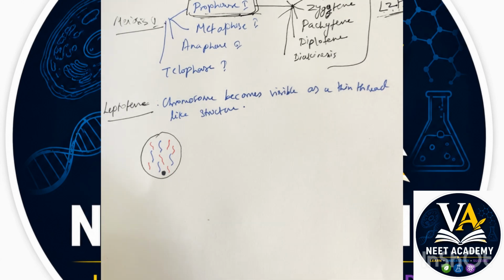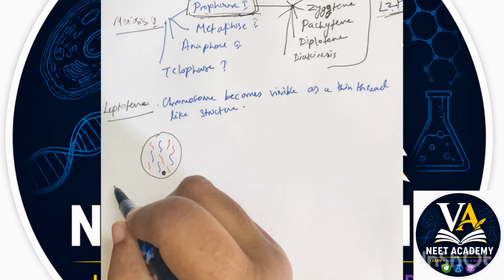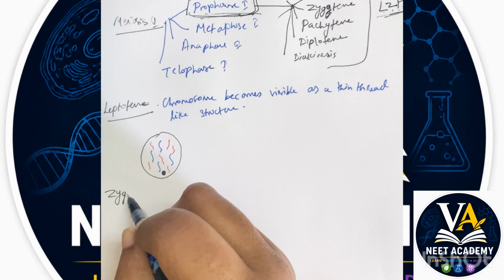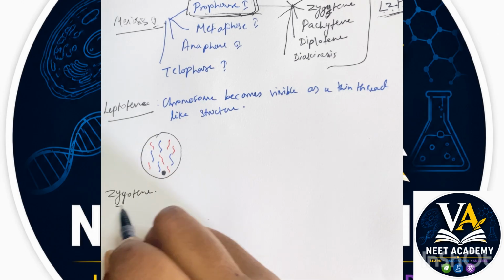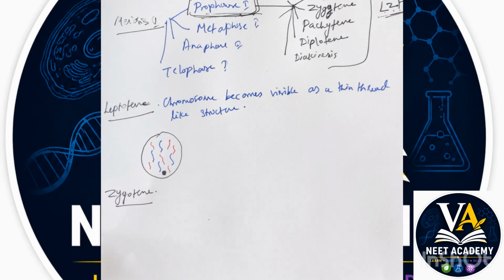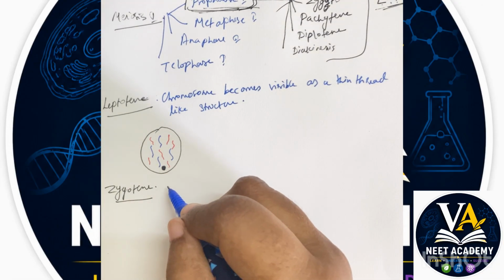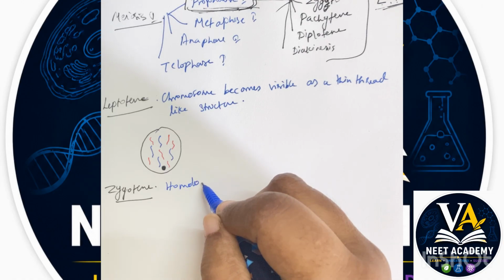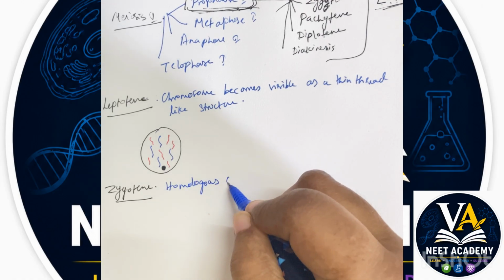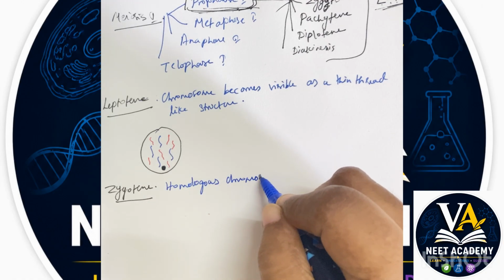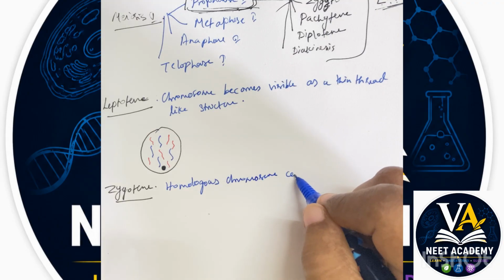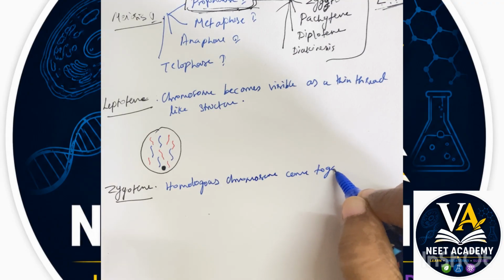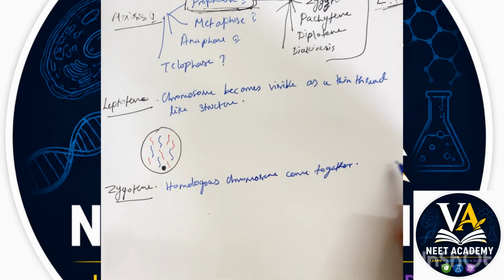Okay, so next stage we will see the zygotene. Clear? So you are clear with what is leptotene. Very simple, a thread like structure. Now in zygotene what happens? Homologous chromosomes come together and pair.